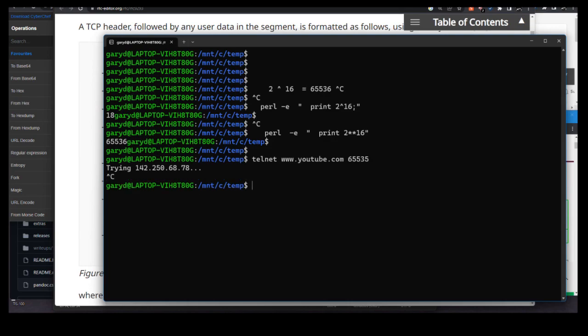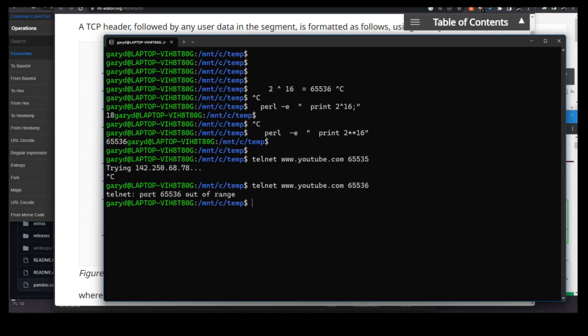By the way, that's not going to help. They don't have anything listening. You'll understand that terminology later. They're not expecting any connections on port 65,535. And I'm curious, though, what happens if I go beyond that? What if it's 65,536? I'm expecting some sort of error.